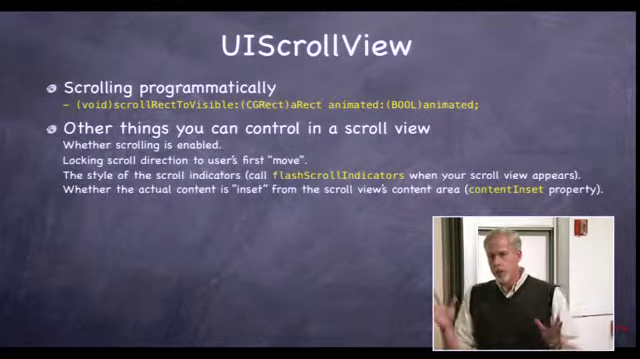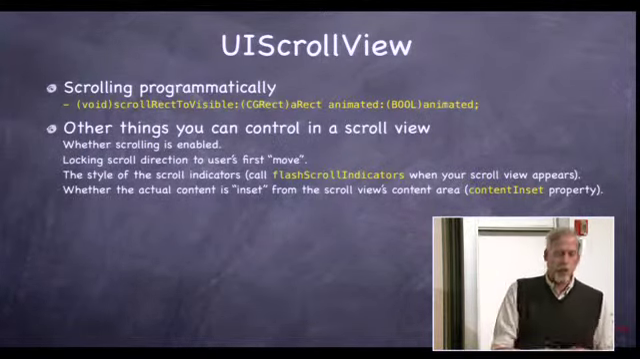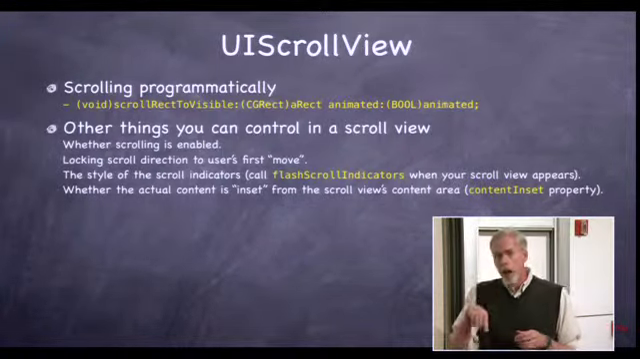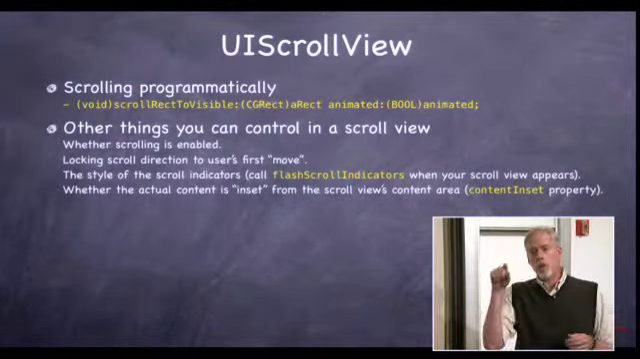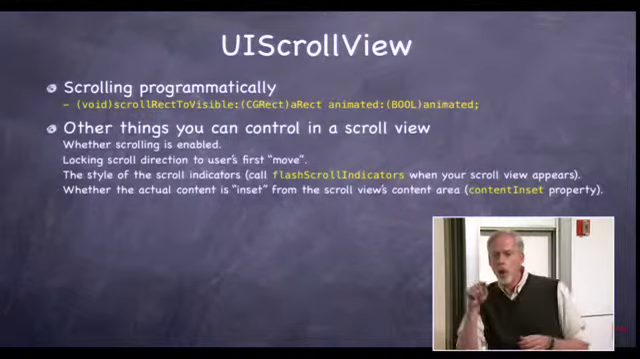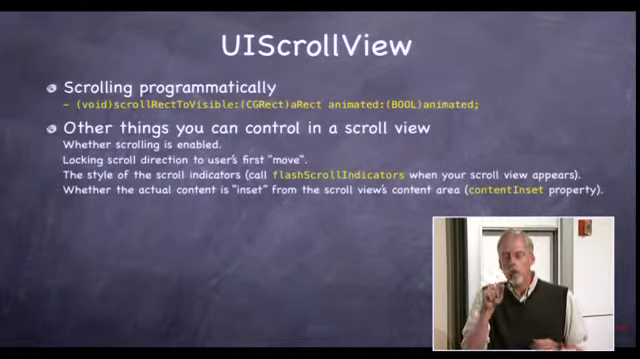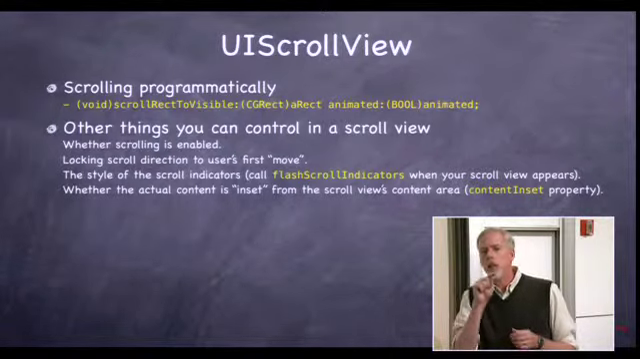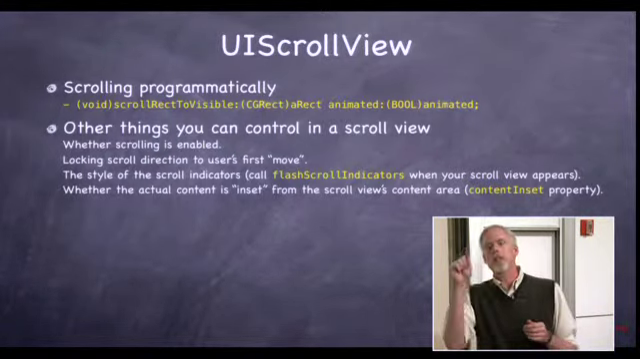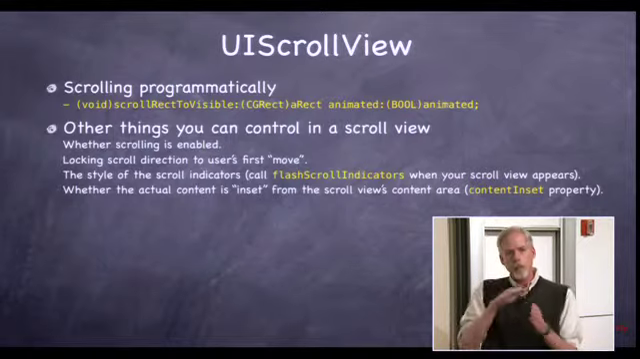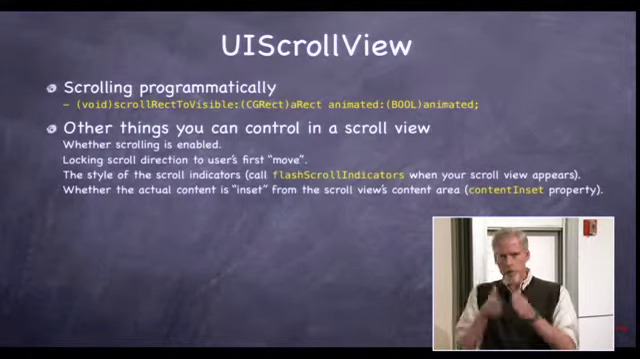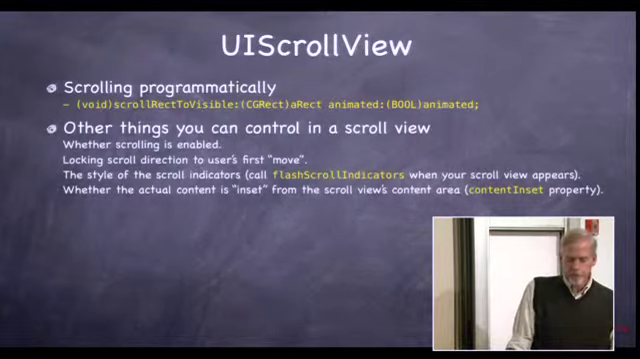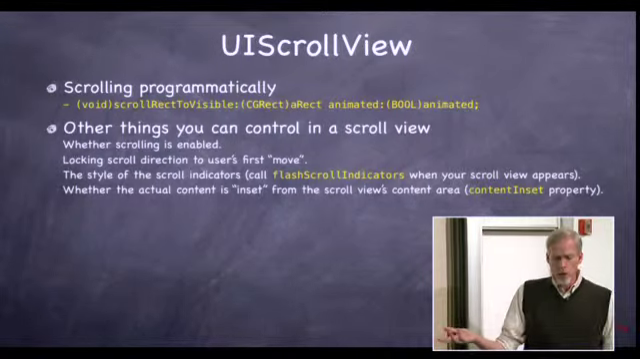There's a ton of other stuff you can do in scroll view. Like I say, you can control whether scrolling is enabled at a given time. You can control the locking. Like remember when you had scroll views inside scroll views, it would know whether you're doing horizontal or vertical scrolling by your first few pixels that you move, and then it locks so that you're not doing diagonal scrolling, right? Because we had a horizontal scroll view inside a vertical scroll view and vice versa. So it'll do locking. You can control the style of the scroll indicators.